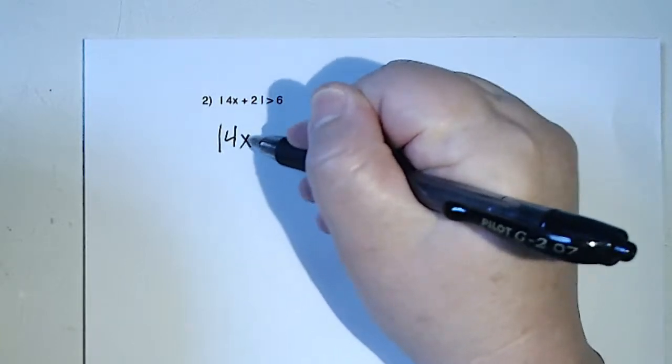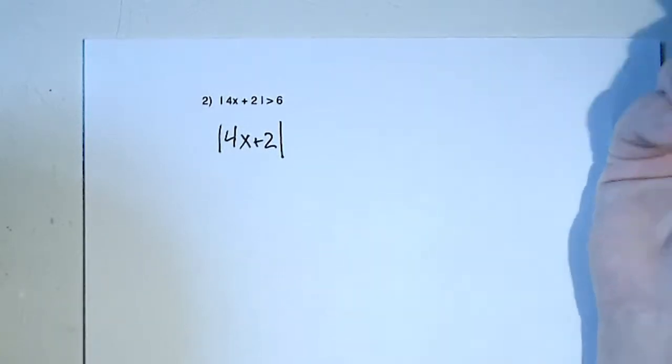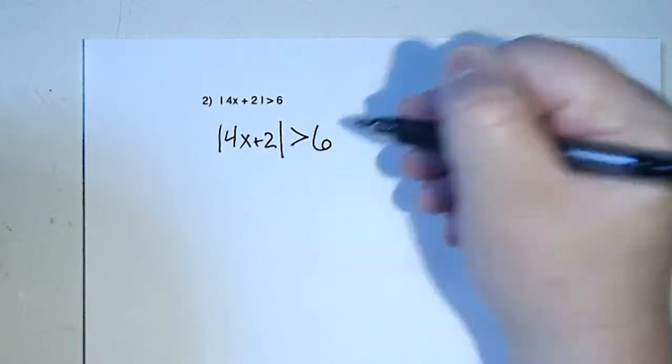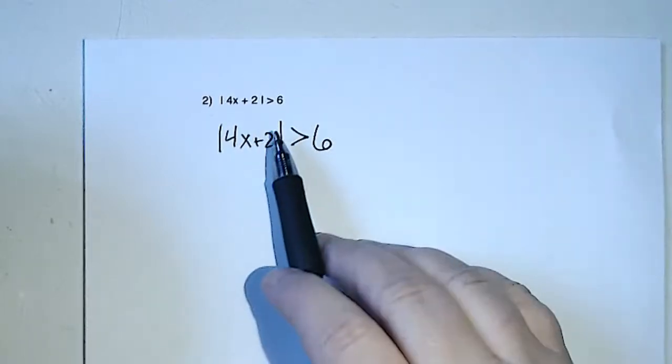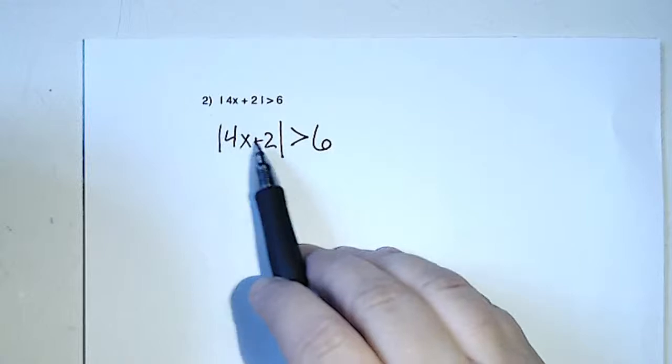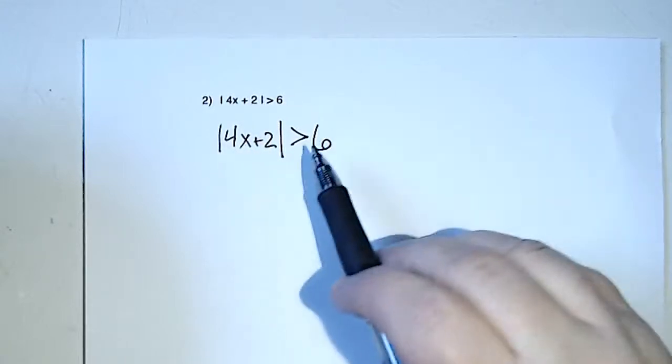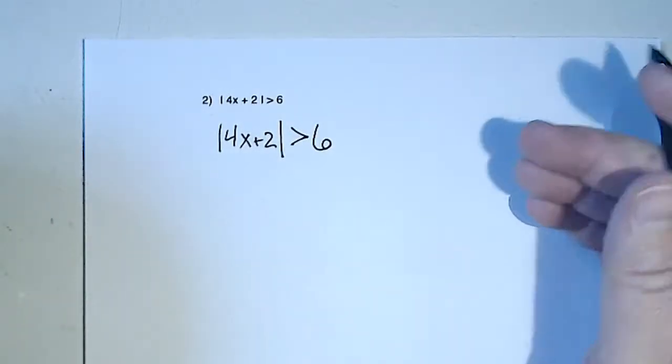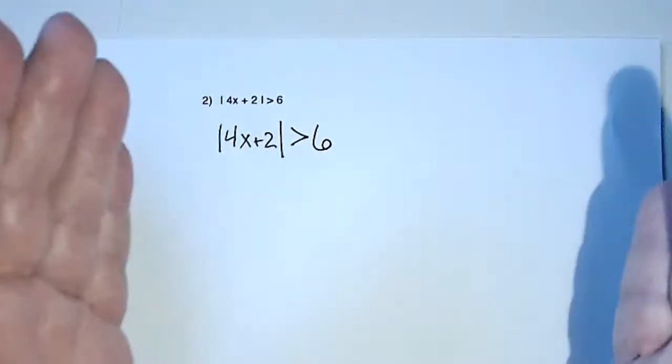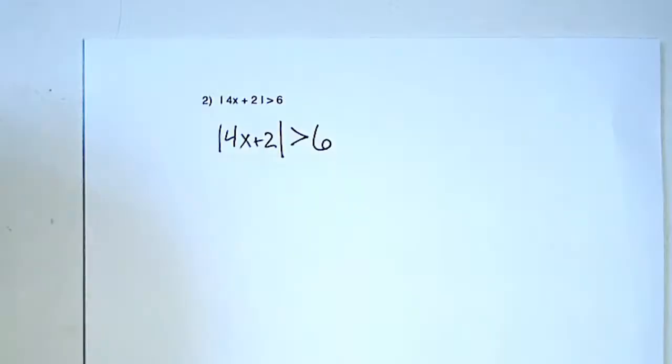Okay, I've got 4x plus 2 inside an absolute value, and it has to be greater than 6. So in other words, I want whatever ends up happening in here, I take the absolute value, I end up bigger than 6. So this is going to be an outside one rather than an inside one.